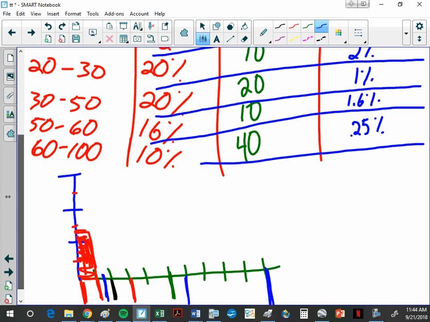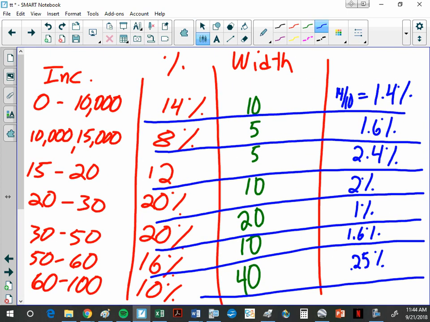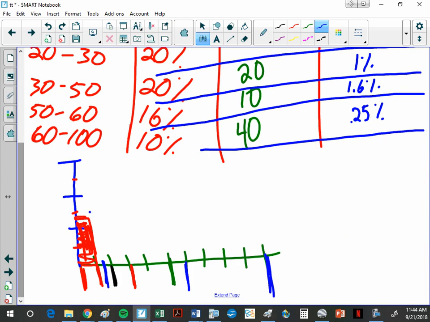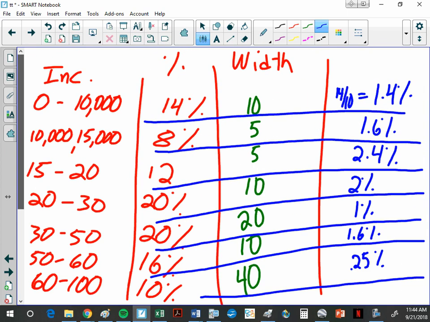My next one has a width of 5 and a height of 1.6. So 1.6 is about right here. Now, which one contains more area, the red or the blue? The red, but the blue is taller, but it's narrower. And you can actually see that up here. The first block has 14%, and the second block has 8%. Okay, and the width times the height is the area.